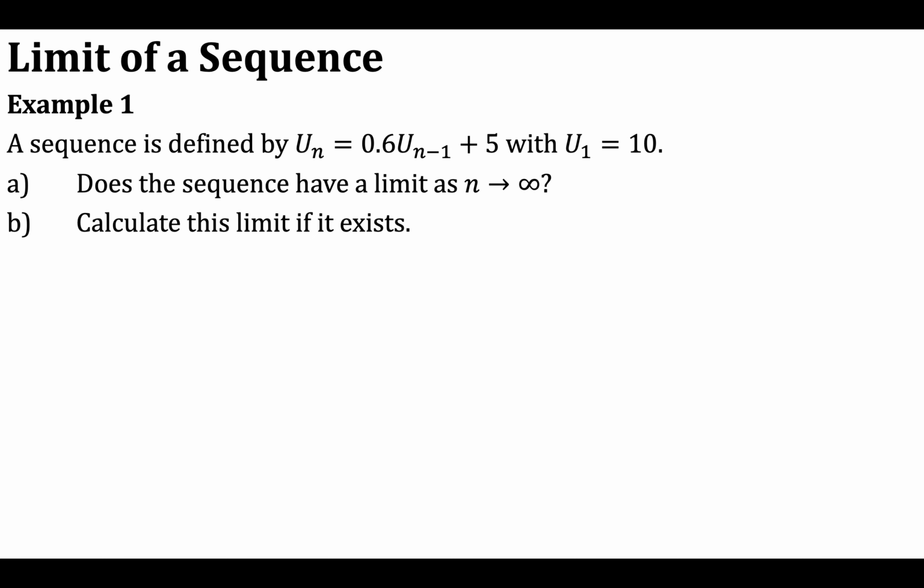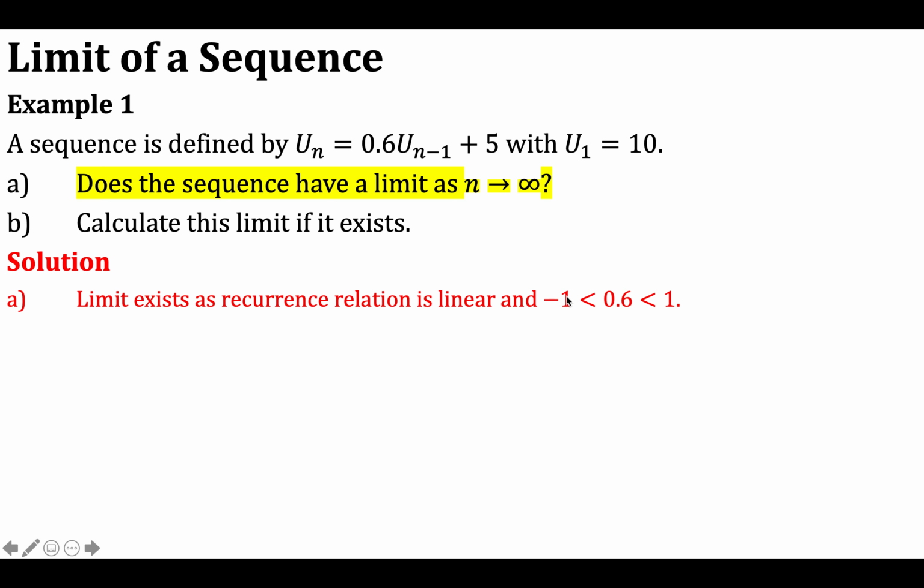So example 1: a sequence is defined by un = 0.6un-1 + 5 with u1 equal to 10. Does the sequence have a limit as n tends to infinity? And calculate this limit if it exists. Right, so part a then, does the sequence have a limit as n tends to infinity? So remember we said that for the sequence to have a limit, the value of a had to lie between -1 and 1. So it does in this case.